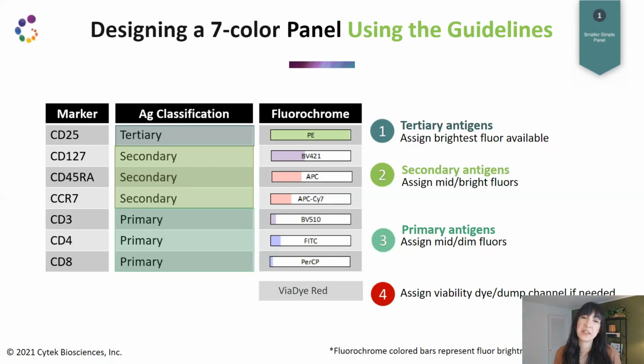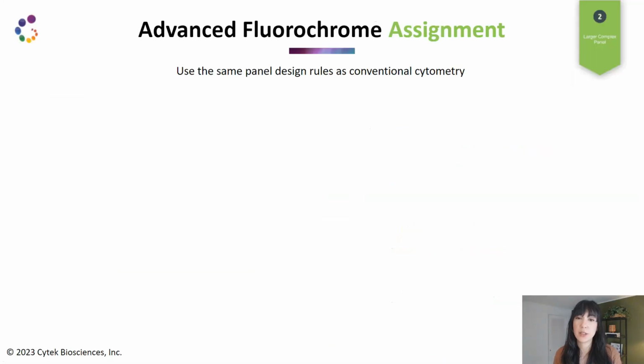So based off of that, everything's pretty well spread out. I've done a pretty good job of selecting my fluorochromes, and I'm not going to pay more attention than that. It's pretty straightforward when you have a small panel. Of course, if you want to do something that's a little bit larger, then we need to be a little bit more cautious in our design.